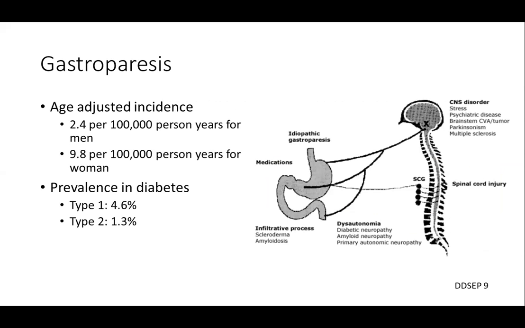So gastroparesis itself is pretty common: 2.4 per 100,000 person-years in men and 9.8 per 100,000 in women. For prevalence, type 1 diabetes is 4.6% of people, and type 2 is 1.3%. This figure on the right shows what we talked about in a graphical format, but really the point of this is to show you that there are different reasons for it. There are central nervous system processes, there are primary myopathic processes. You also have to think about infiltrative processes and medications, and this is just maybe a nice way to organize your thoughts outside of a table format. Just knowing that we can have this entity for a variety of reasons.